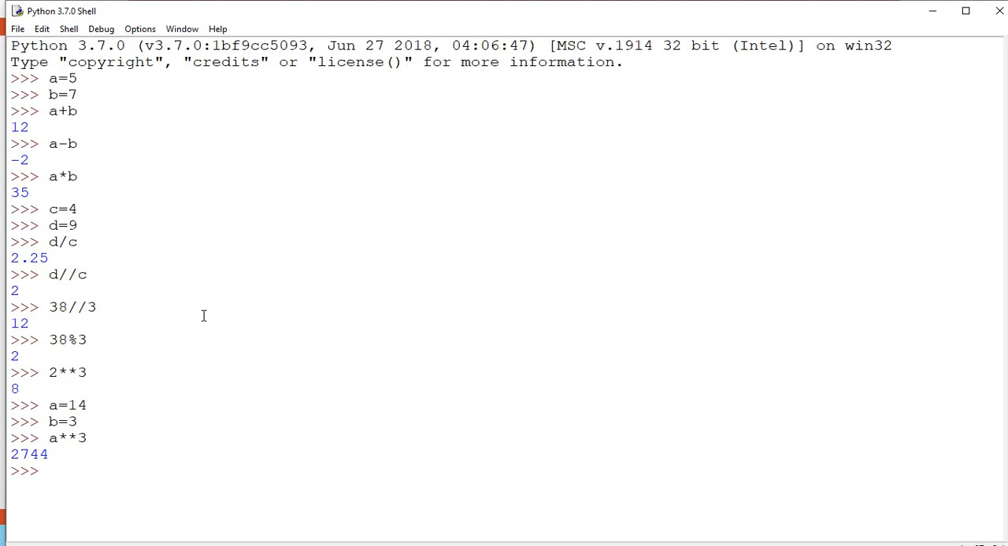Now this can be used for taking out the square root also, or the cube root. For example, if you want the square root of 16, it is very easy to get here. Write 16 and then double star, the double asterisk, and then write 0.5. 0.5 is equal to 1 by 2. So whenever you take 16 to the power 1 by 2, it will provide you the square root of 16. Let's see the answer. The answer is 4.0.